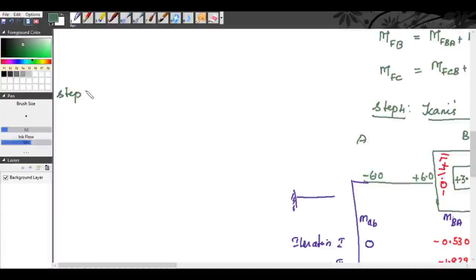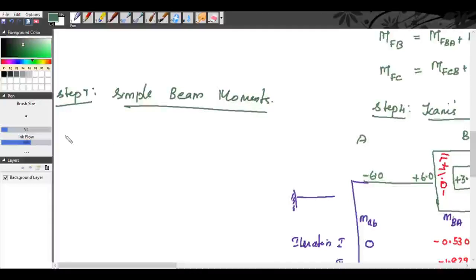Step 7, we will find the simple beam moments. So simple beam moments for the span AB, there is a 2 kilonewton per meter loading.